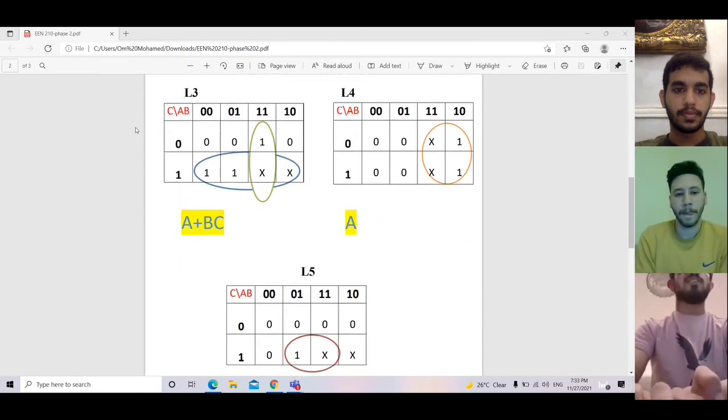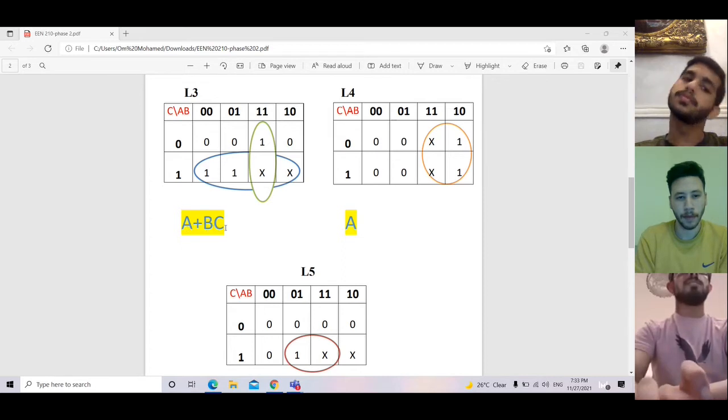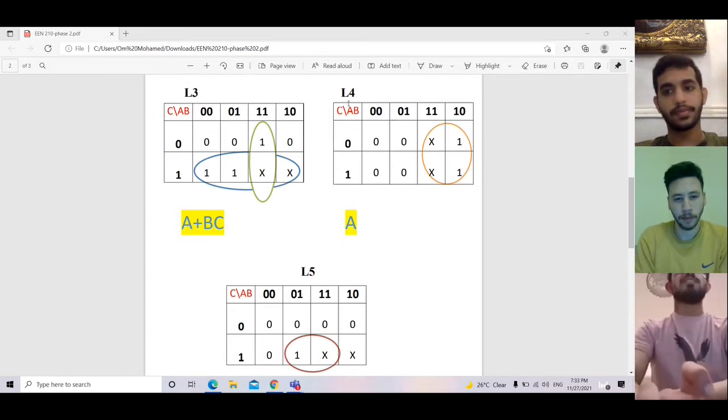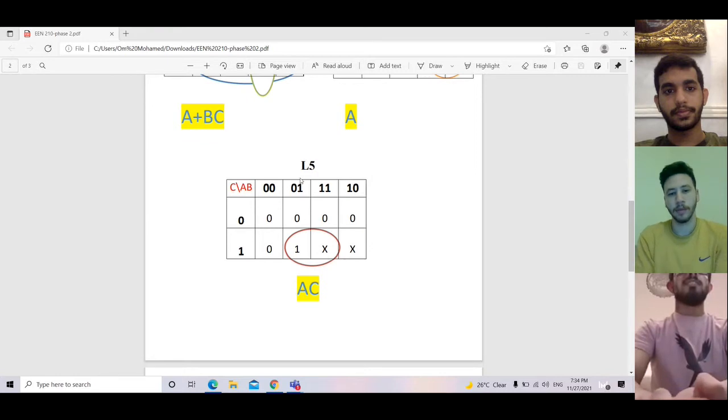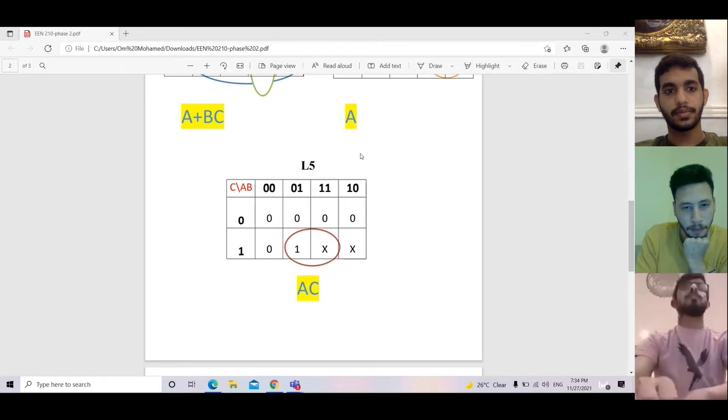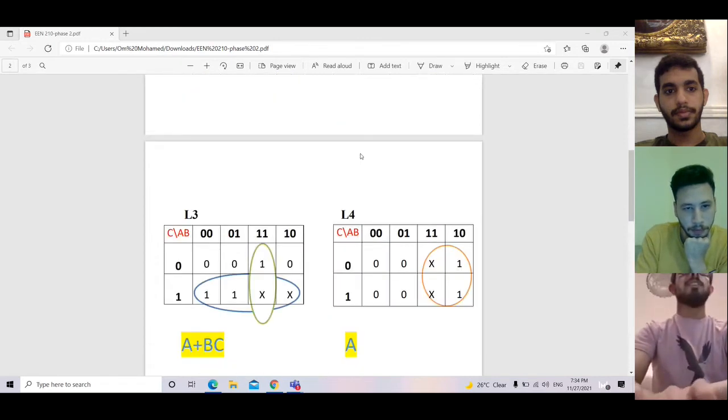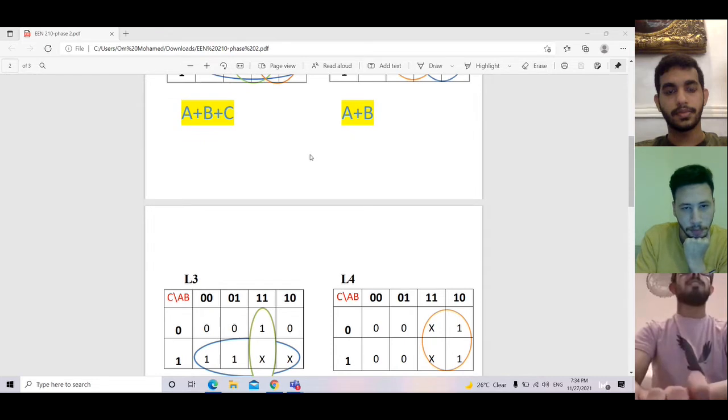In L3, we group this and we have the equation A plus BC. In L4 we have 1 group and the equation is A. In L5 we have the equation AC. And this is for phase 2. Now my colleague will explain the other phase.